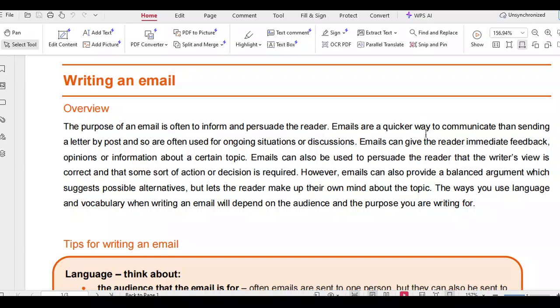Emails are a quicker way to communicate than sending a letter by post, so are often used for online situations or discussions. Emails can give the readers immediate feedback, opinion, information about certain topics. Email can also be used to persuade the readers that the writer's viewpoint is correct and that some sort of action or decision is required. However, emails can also provide a balanced argument which suggests possible alternatives, but lets the reader make up their own mind about the topic. The way you use language and vocabulary when writing an email will depend on the audience and the purpose you're writing for.